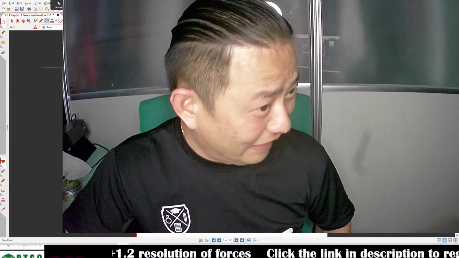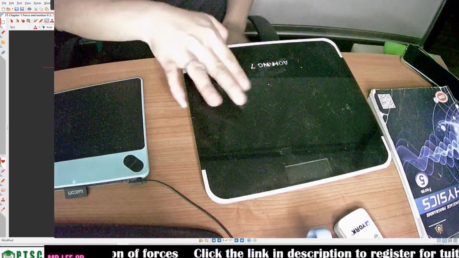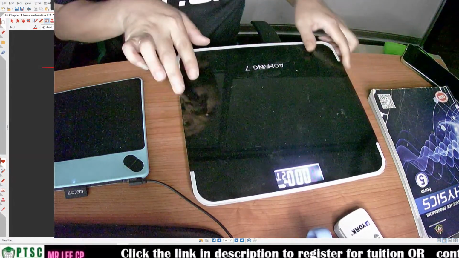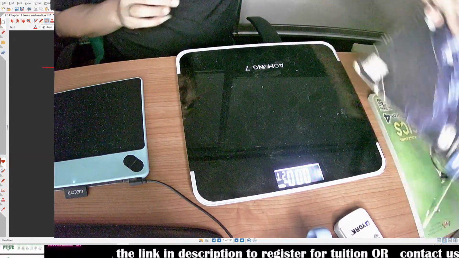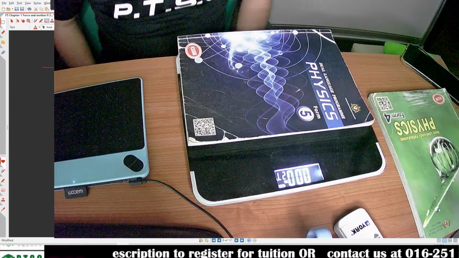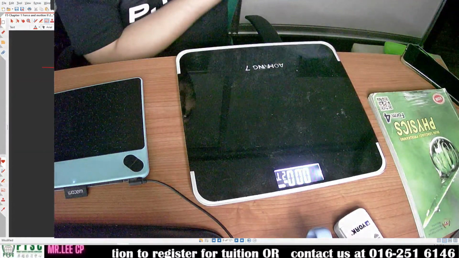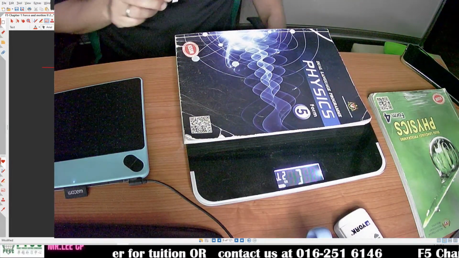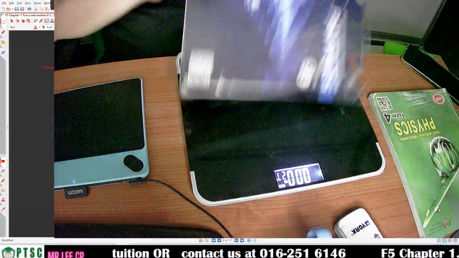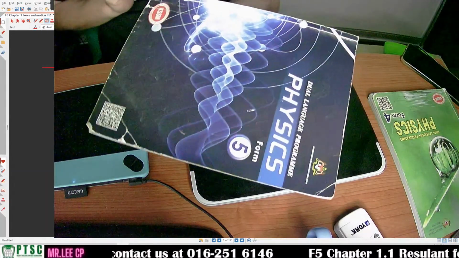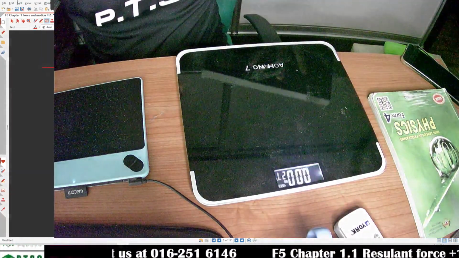I do one more for you. You see this one, then you understand better. Now, do you see that is a scale here? What is the reading? 0. I put my Form 5 physics book here. How many? So long time not using it. 0.5 kg, right? Now I want to ask you, what is the weight of the physics book?